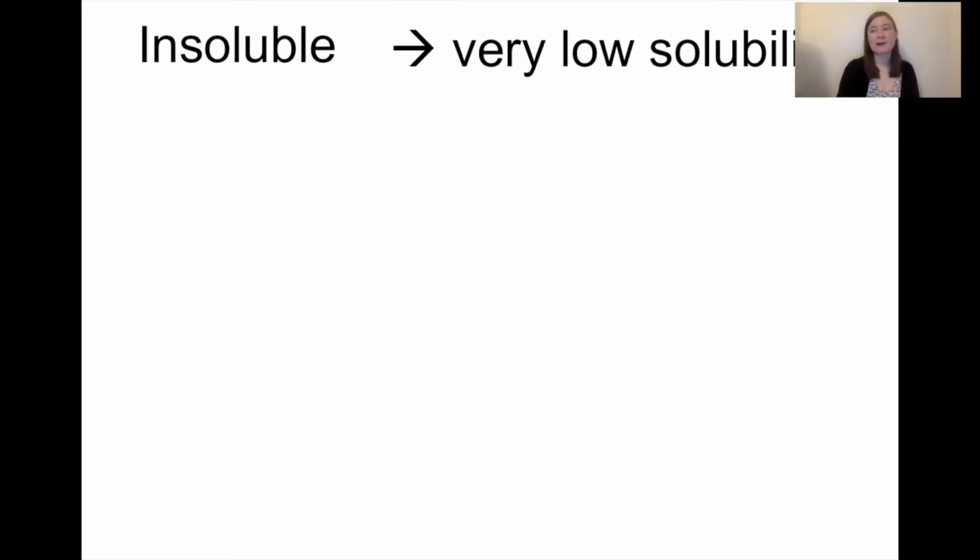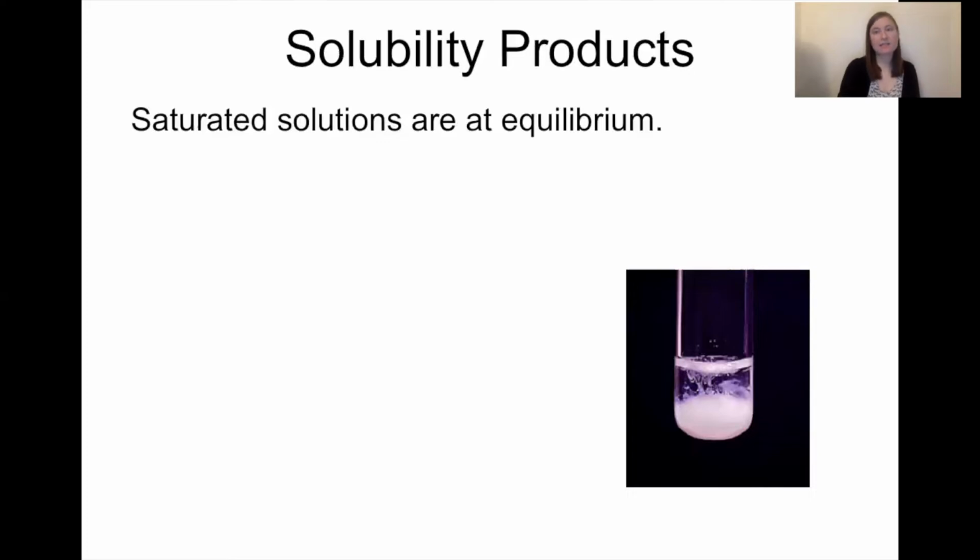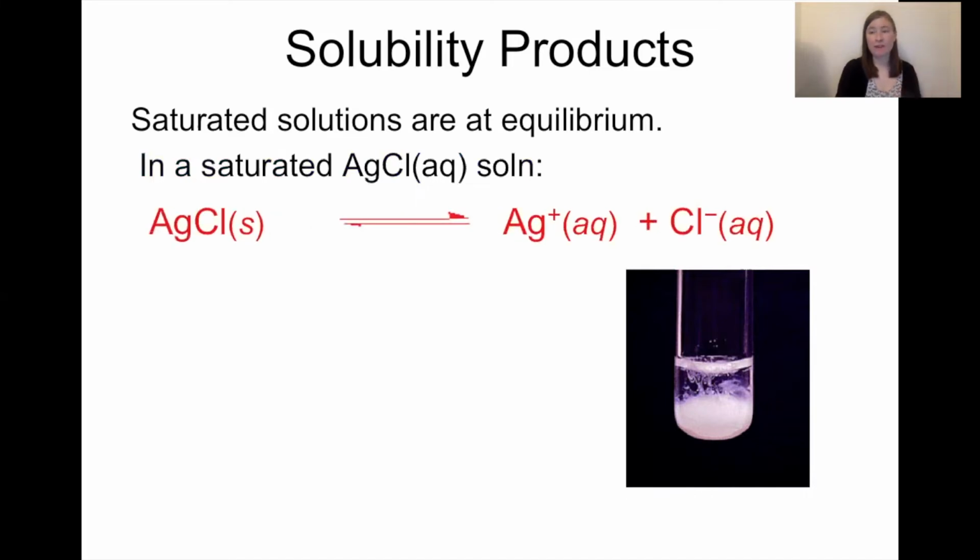And we've talked in the past about how saturated solutions are actually in equilibrium, right? So in a saturated solution, for example, if we had a saturated silver chloride solution, the rate of the solid dissolving into the solution is equal to the rate of the two ions coming together and recrystallizing to form the solid. So we've got an equilibrium.